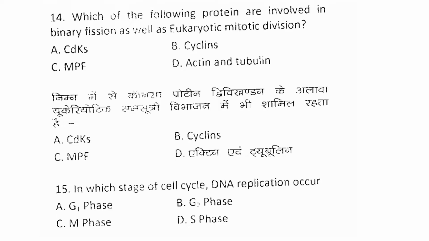So the next question is which of the following proteins are involved in binary fission as well as eukaryotic mitotic division? So the answer will be actin and tubulin. Next question is which stage of the cell cycle DNA replication occurs? So DNA replication takes place during the S phase. G1 and G2 are the interphase, and the M phase is the mitotic phase where the chromosomes are separated. So during the S phase DNA replication takes place.